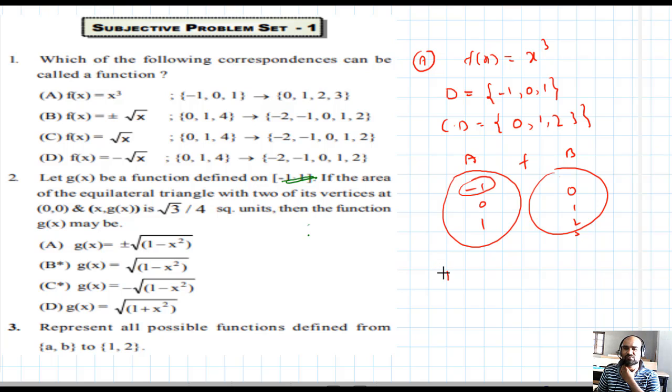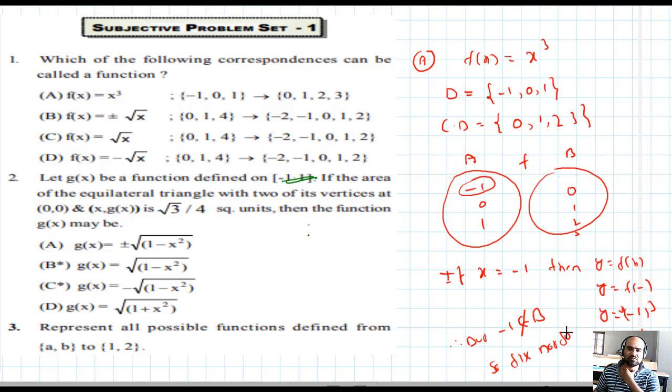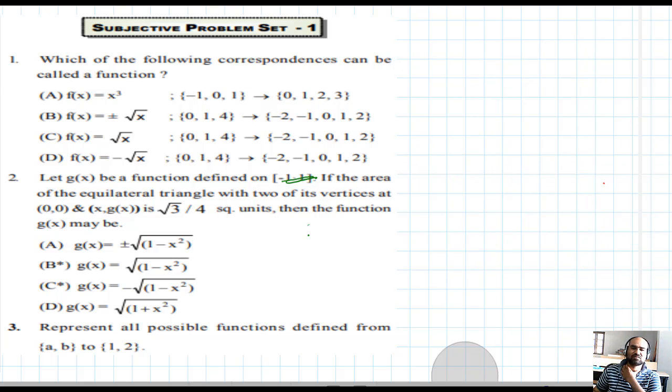So I will write: if x equal to minus 1, then y is equal to f of x, that is y equal to f of minus 1, that is equal to minus 1 cube. So y equal to minus 1, but minus 1 doesn't belong to B. So f is not a function. f is not a function means f is not a functional relation.